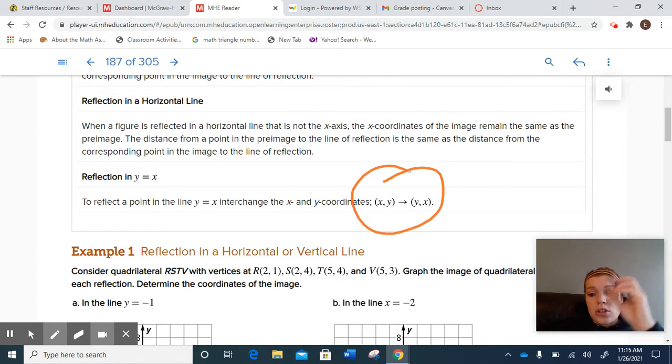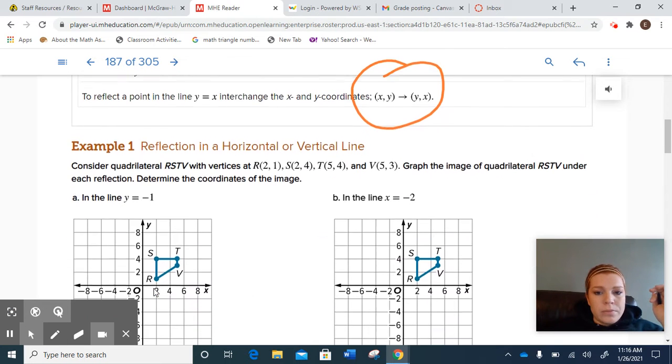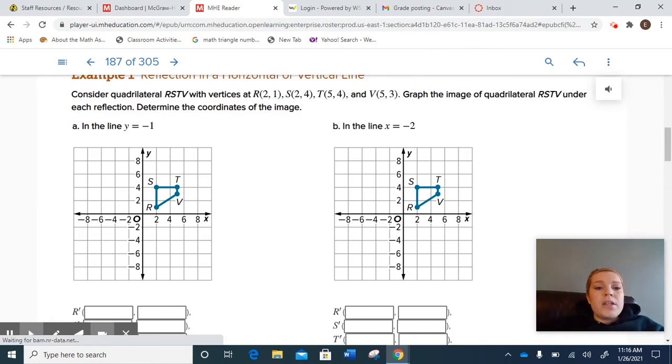You can actually just count straight across. You just have to make sure that when you do a reflection, it makes a 90-degree pathway from your pre-image to your image. Okay, so let's go ahead and look at example 1. We have a four-sided shape, and they want us to do two different types of reflection. First one, in example 1a, we have the line y equals -1.